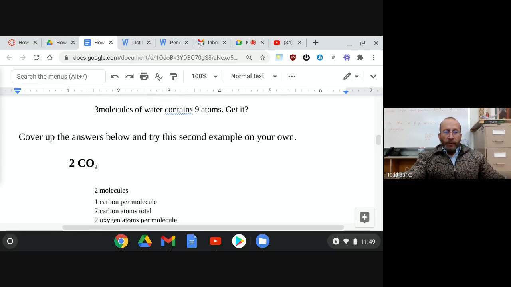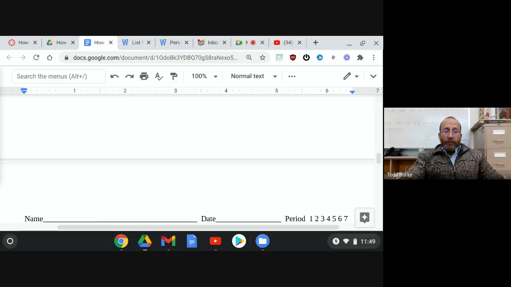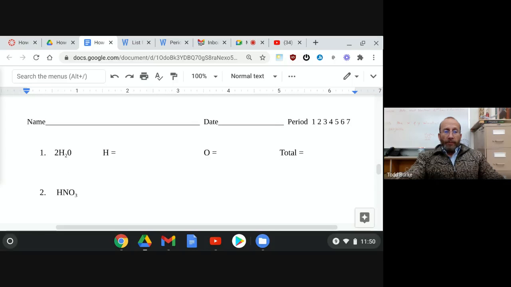And here's a second example, two carbon dioxide molecules. So that should be pretty self-explanatory and will be very helpful for you. It's written down for a reason. But since you can do that on your own, I'm not going to take up time from the video. I'm going to go through a couple more problems.